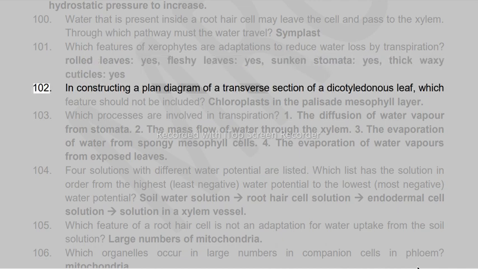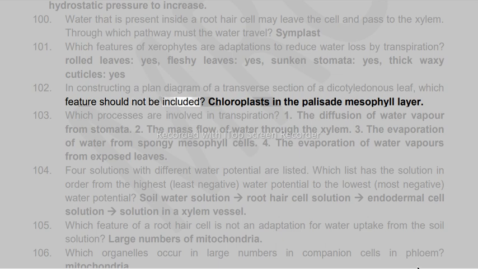102. In constructing a plan diagram of a transverse section of a dicotyledonous leaf, which feature should not be included? Chloroplasts in the palisade mesophyll layer.